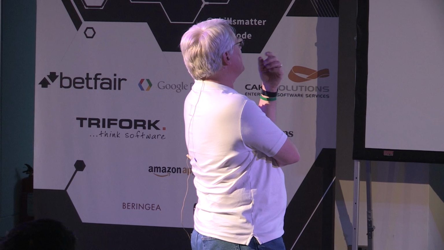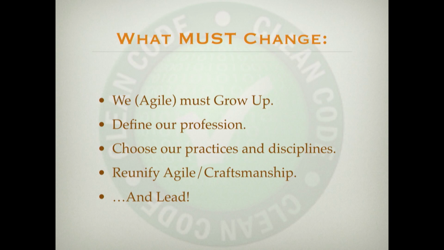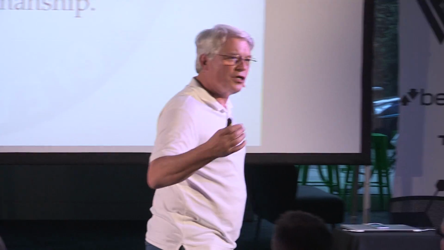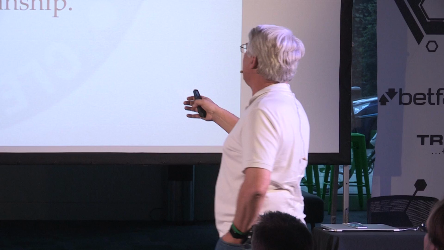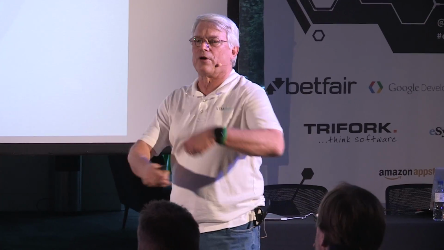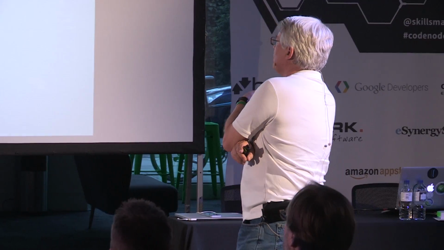So what's going to have to change? Well, one thing is that we, the Agile community, are going to have to grow up. We're going to have to define our profession. We programmers are going to have to define our profession. We're going to have to choose our practices and disciplines. Is it going to be test-driven development? Is it going to be pair programming? Is it going to be simple design and continuous integration and continuous deployment? Are those our disciplines? Let's pick them. Let's choose. Let's decide what it means to be a programmer. What are the professional disciplines?